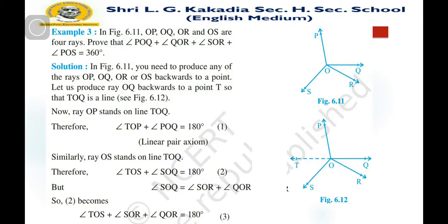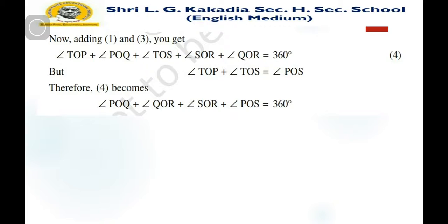Now, adding equation 1 and equation 3, we get angle TOP plus angle POQ plus angle TOS plus angle SOR plus angle QOR is equal to 360 degrees. And we know that angle TOP plus TOS, as you can see in the figure, is equal to angle POS. Therefore, equation 4 becomes angle POQ plus QOR plus SOR plus angle POS is equal to 360 degrees, which we wanted to prove. In this way, we can solve such examples.